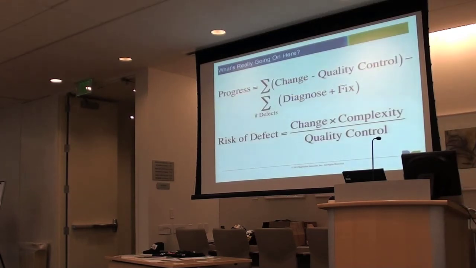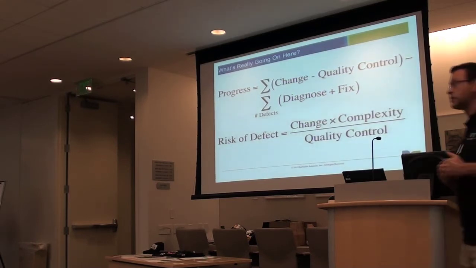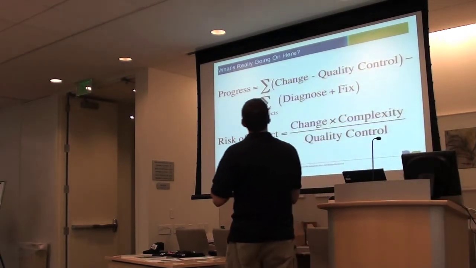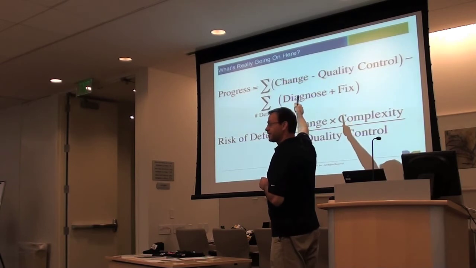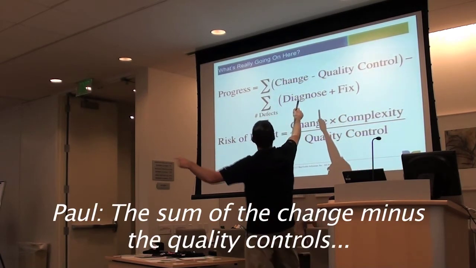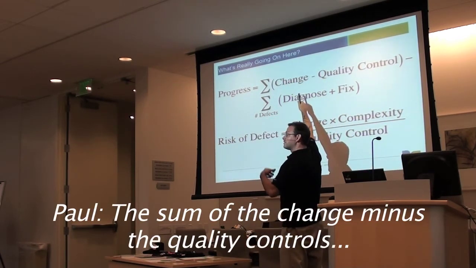Bear with me. I've got a pair of equations here, and what we're talking about is the fundamental physics of how technical debt occurs. Can somebody help me out with this notation? Want to talk me through this? Any volunteers?